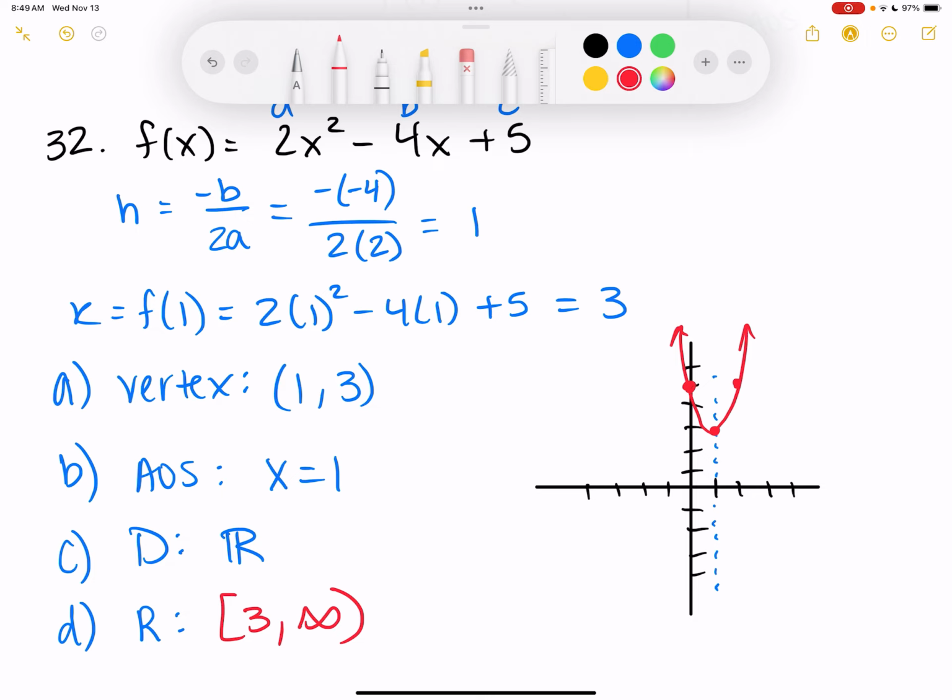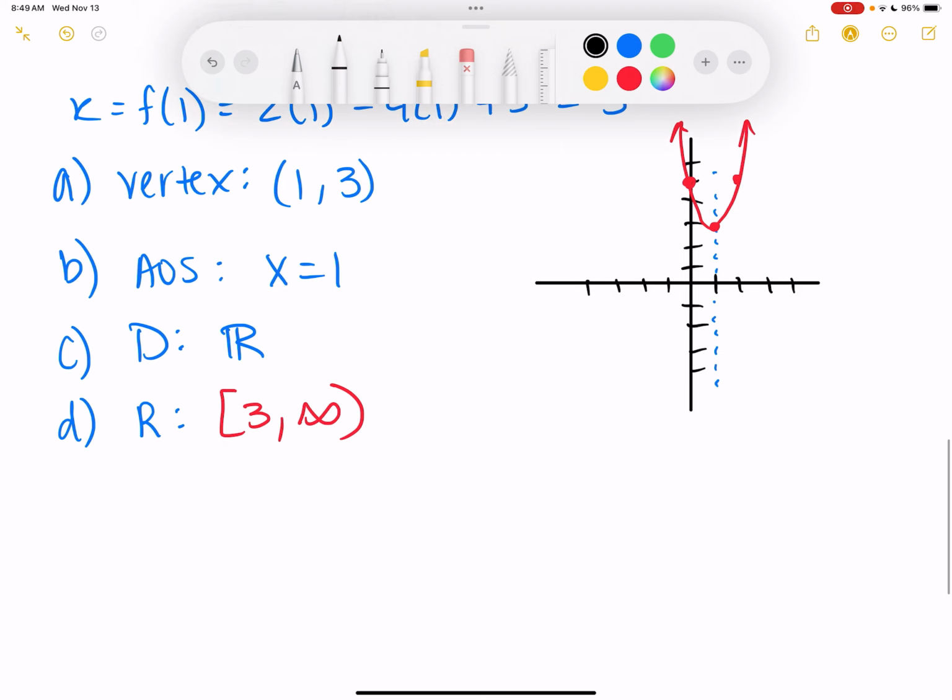All right, I don't normally do this, but the other even one has excessively large numbers, so I'm going to do an odd one. So we can do one more in standard form. f of x equals negative 2x squared minus 12x minus 16.